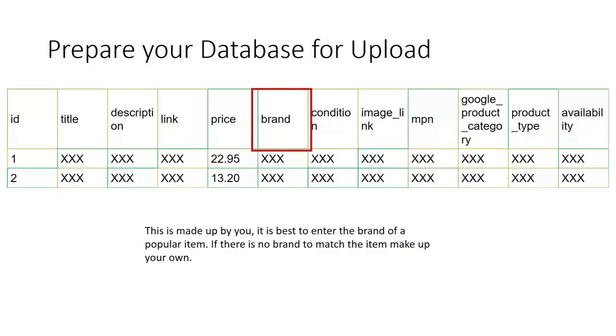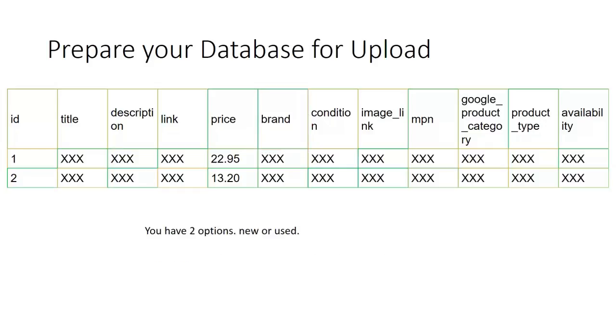All right? Now, the next one is the brand. This brand is made up by you. It's best to enter a brand of a popular item. So if you're selling a popular item, make sure you put its brand in this column. If there's no brand, if you're making something homemade or whatever and it's brand new, you just want to put your own brand in there.